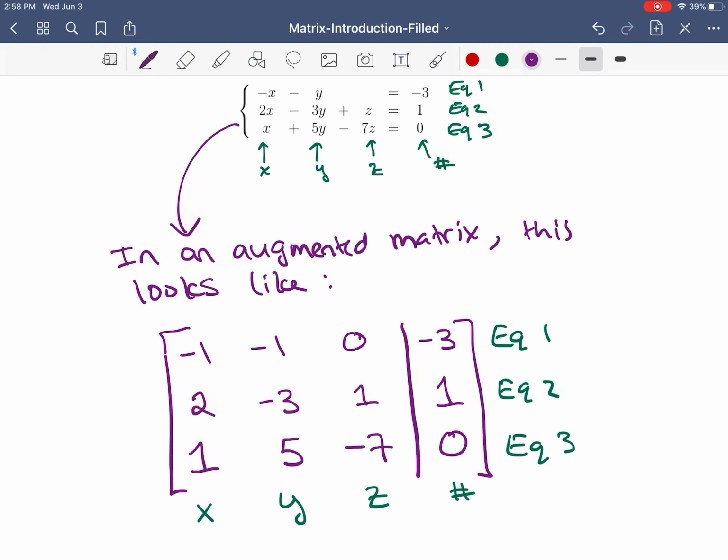So now I've transformed it into an augmented matrix. Throughout this first section of chapter 5, we're going to be working with these augmented matrices. We want to be able to go from a system of linear equations to an augmented matrix, and also from an augmented matrix to a system of linear equations.